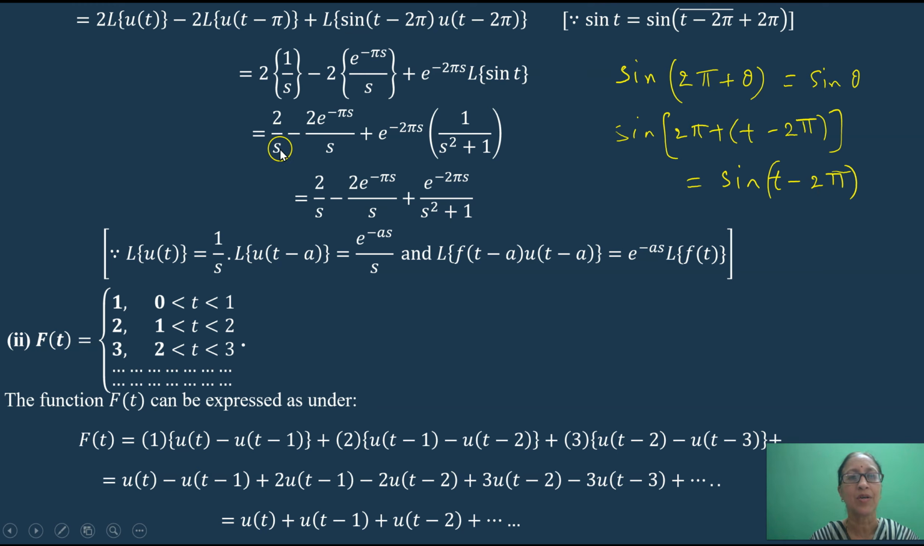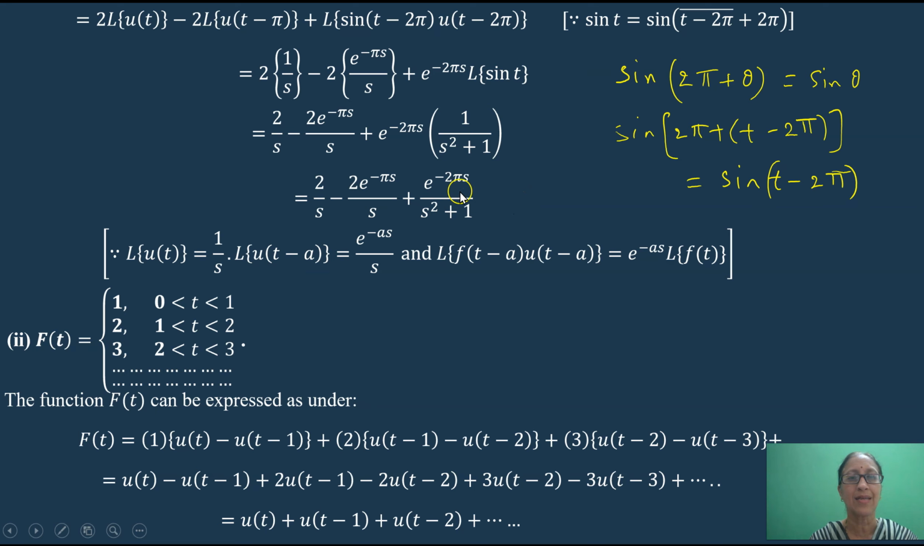So here we got L of sin t. Now this is nothing but 2 by s minus 2 into e power minus pi s upon s plus e power minus 2 pi s into Laplace transform of sin at equal to a by s square plus a square. So Laplace transform of sin t is 1 by s square plus 1. Okay. So if you simplify this, you get 2 by s minus 2 into e power minus pi s upon s plus e power minus 2 pi s upon s square plus 1. So this is Laplace transform of given function.